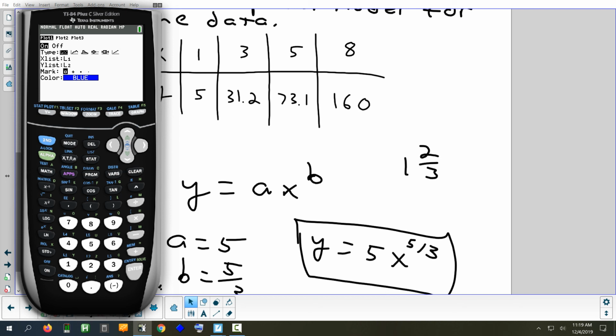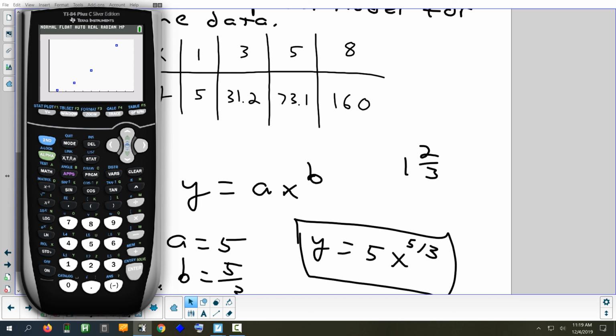I can also change the type. I can make it connected. I can make a bar graph. I can make box and whisker plots. I can change and do all kinds of things. Change the colors, but I don't want to change anything. So if you press y equals and highlight plot 1 and hit graph, that's what you should get.